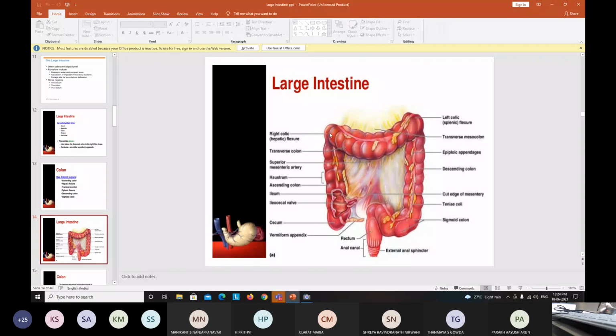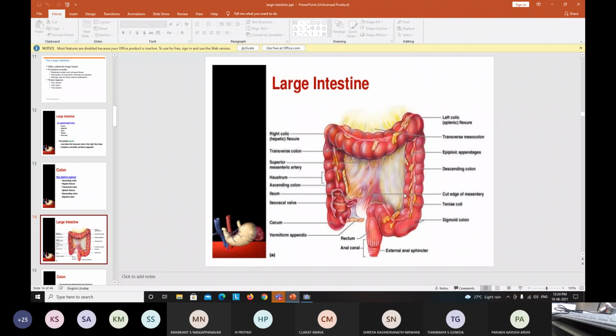The right colic flexure is called the hepatic flexure because it is related to the liver. Then the left colic flexure is called the splenic flexure because it is related to the visceral surface of the spleen. So you should not forget these 3 points.